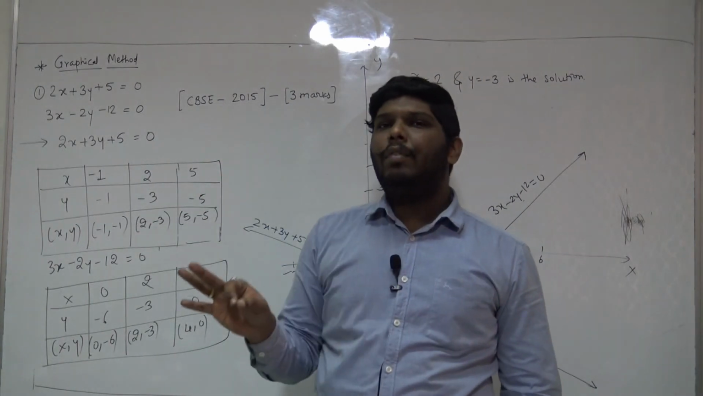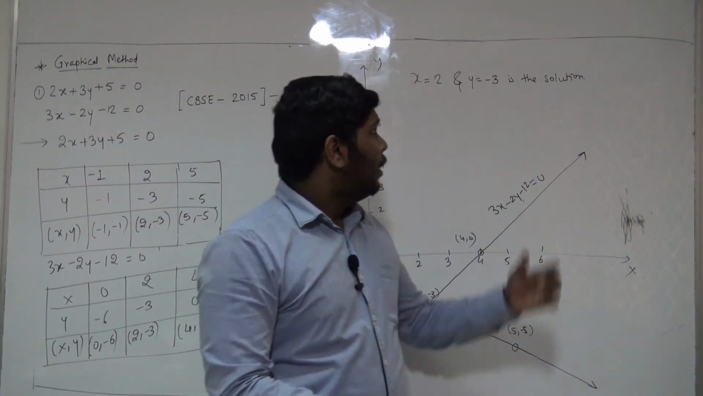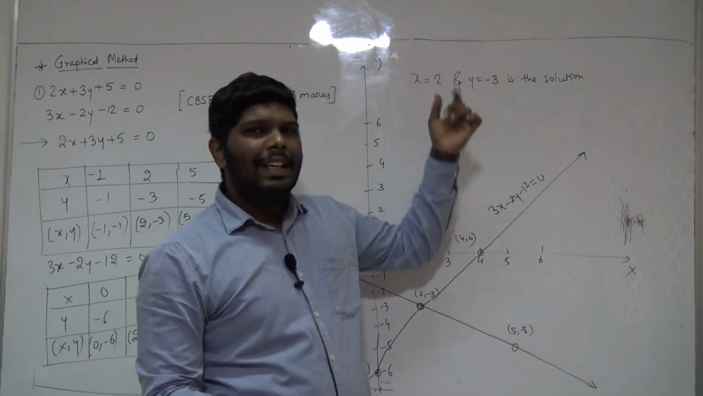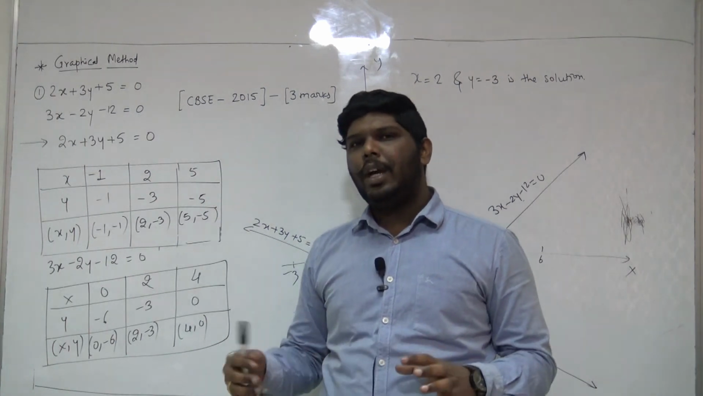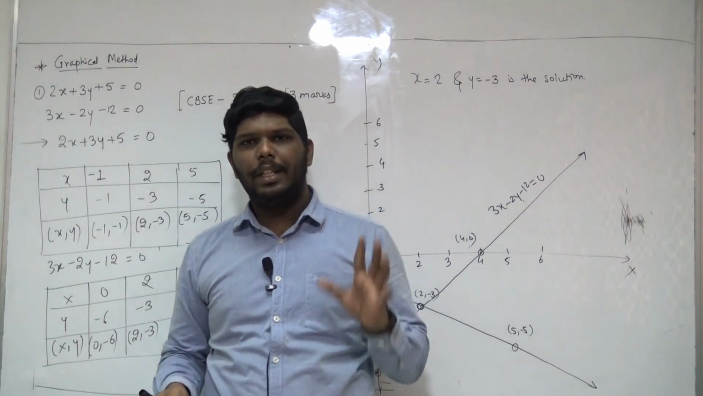So the final way of confirming your answer is that the point of intersection that you are getting, just substitute it in only one equation. If you substitute in one equation and get the RHS, it means your answer is 100% correct.